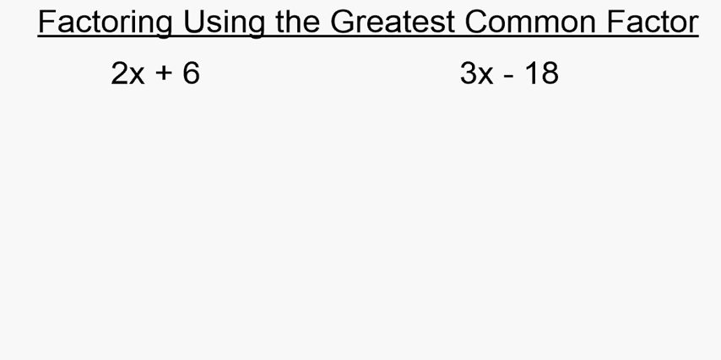This is video 7 for simplifying expressions. We are now going to work on factoring using the greatest common factor. So in order to find out what that greatest common factor is, we need to break down our expressions. So we are going to factor 2x.